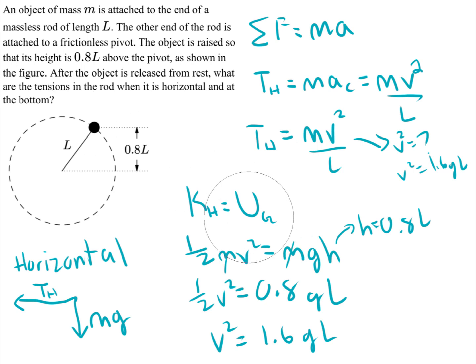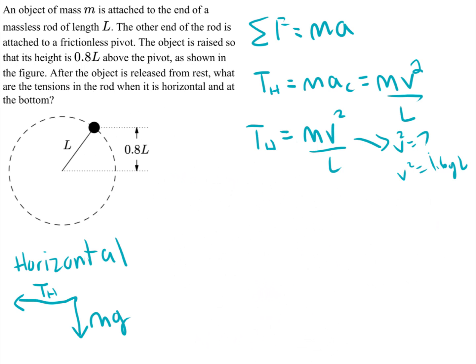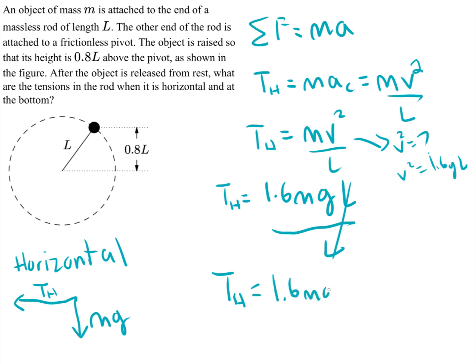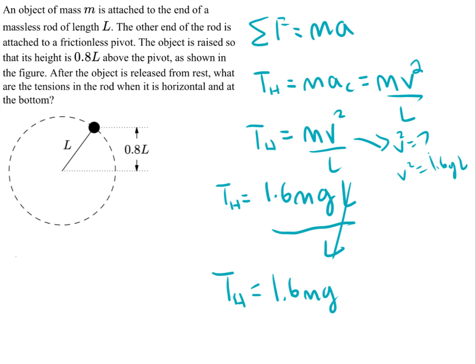And we can plug that back in. So the tension at the horizontal position is equal to 1.6 times the object's mass times the gravitational acceleration times the massless rod's length L divided by L. The L's cancel, and you're left with the tension at the horizontal equal to 1.6 mg. So the tension at the horizontal is basically 1.6 times the object's weight. So that's our first part. The tension at the horizontal is equal to 1.6 mg.